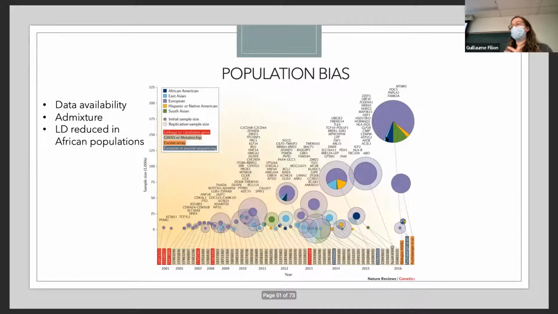So it's really important, if you do have a sample that has a lot of populations, that you can correct for this population substructure as well.